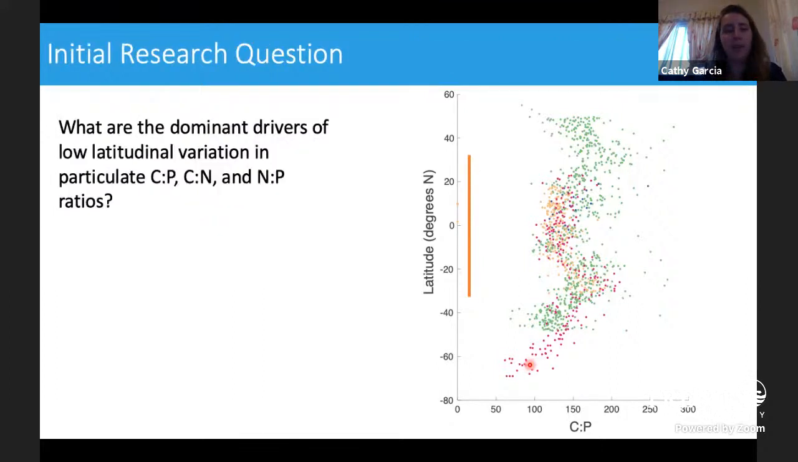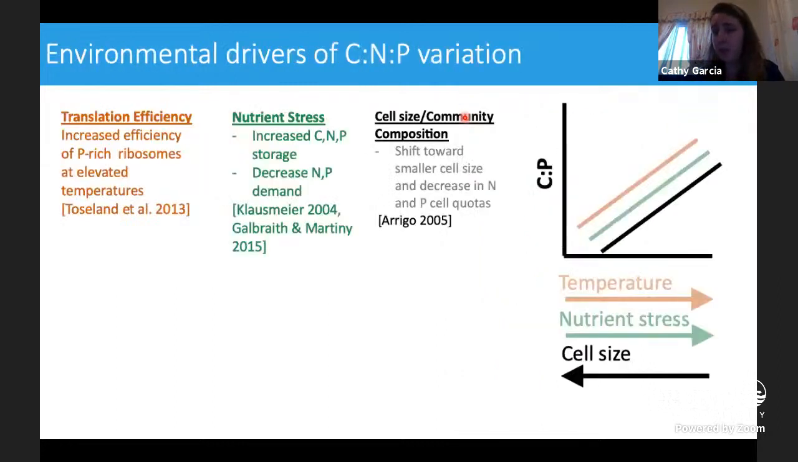So a lot of this begs the initial research question. In this particular area of the low latitudes, I'm interested in what are the dominant drivers of latitudinal variation in these particulate C to N to P ratios. So a lot of work has already been done on these different environmental drivers.